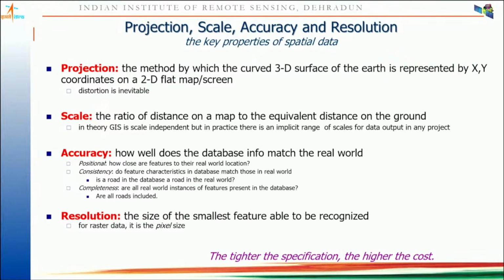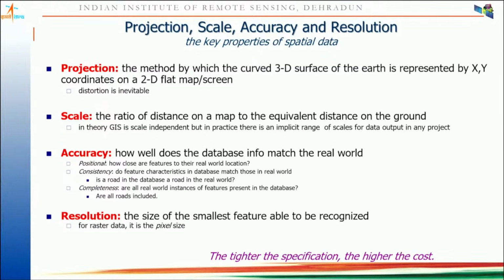So basically your earth is 3D, and by applying a projection system you can convert the 3D earth into 2D maps. This is a method that is already available, and today hundreds or thousands of projection systems are available. This is a mathematical approach. By applying this, we have to minimize the distortion in the database, and then we can prepare our data set. The second is scale, the ratio of distance on a map to the equivalent distance on the ground.